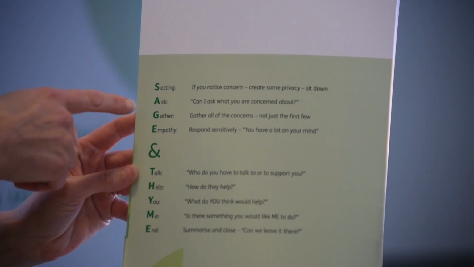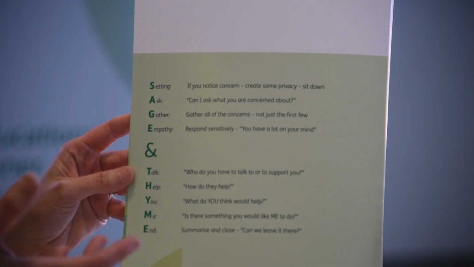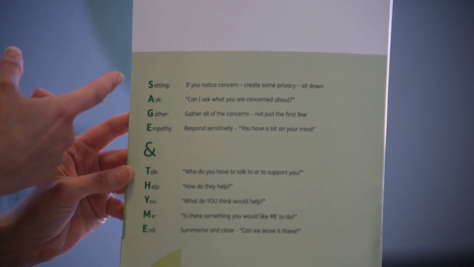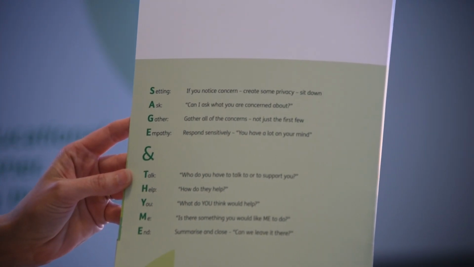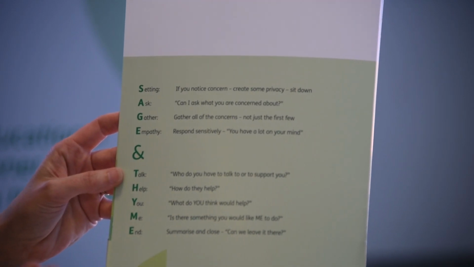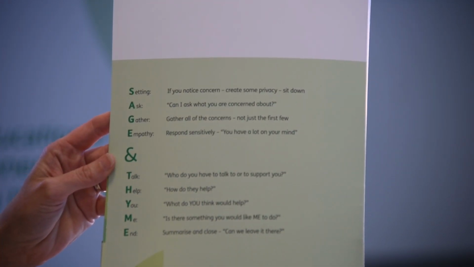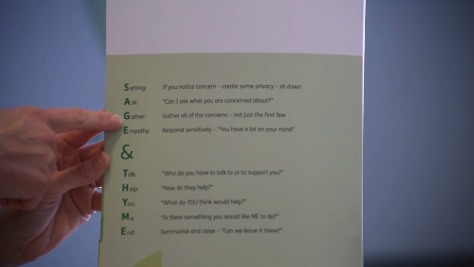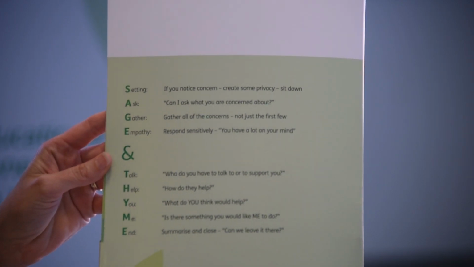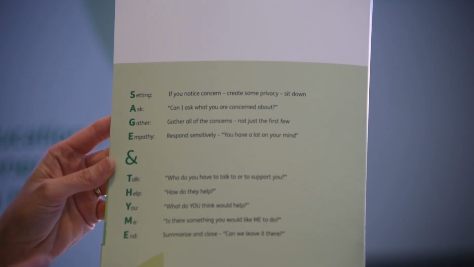So the first thing is, when you notice somebody who might be a bit upset or worried, you obviously notice that, and then think about the setting. So you might want to move somewhere a bit private or sit down. Then you move on to the S. This is where you just ask them what they are concerned or worried about. Then you move on to the G, and that's gathering all the concerns. So you don't just find out the first thing. You want to find out all the concerns that they've got.